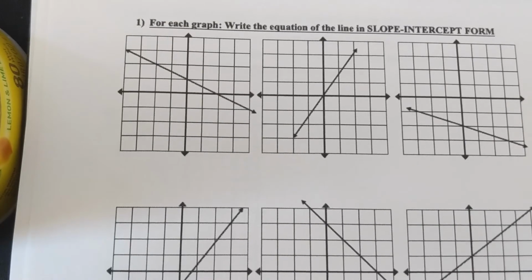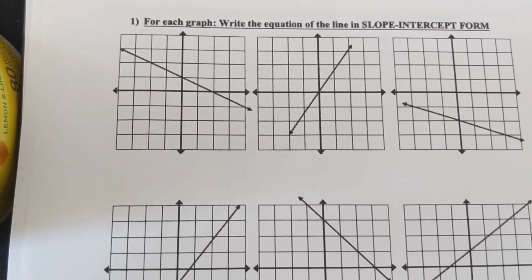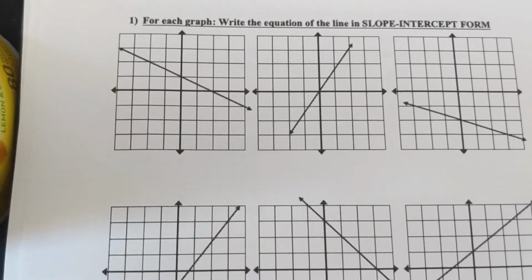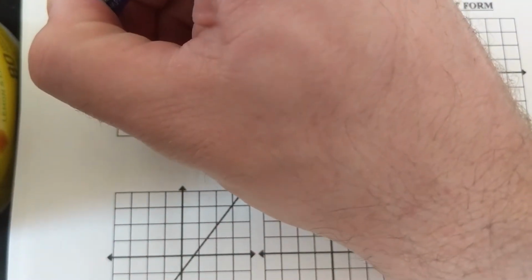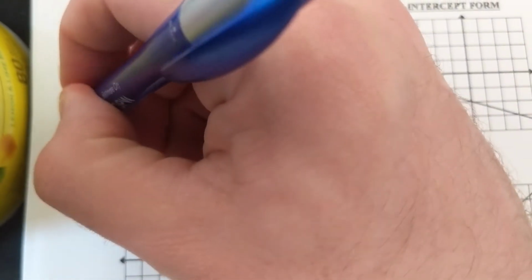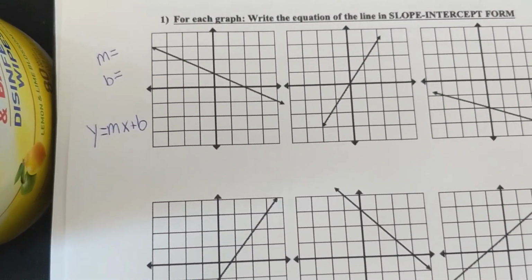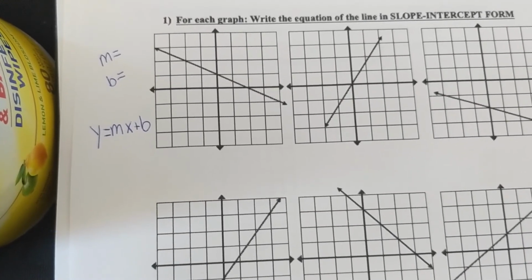All right, and if we look on to the next page, these now give us a graph, and we have to write the equation in slope-intercept form. So we're going to try and find our slope and our y-intercept, and then we are going to plug it into y equals mx plus b form. So to start, these are just like what's on Khan Academy and just like what will be on your assessments and quizzes and tests later on.